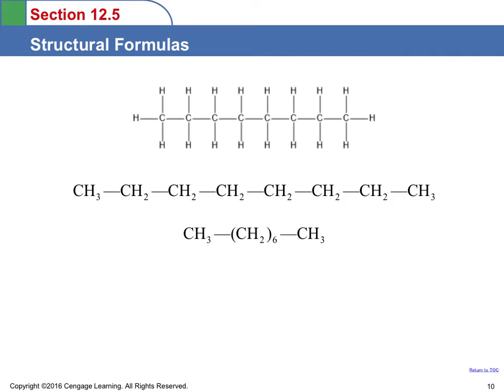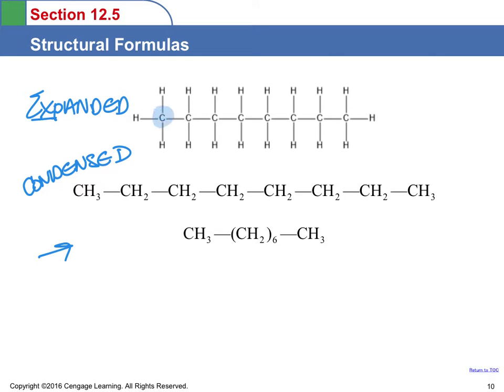Here's an example of going from the full expanded structural formula, which is the first one, to the condensed. And then we have an even more condensed version down here on the bottom. Again, let's just work our way down the chain. First carbon has 3 hydrogens, so CH3. Second carbon has 2, CH2.